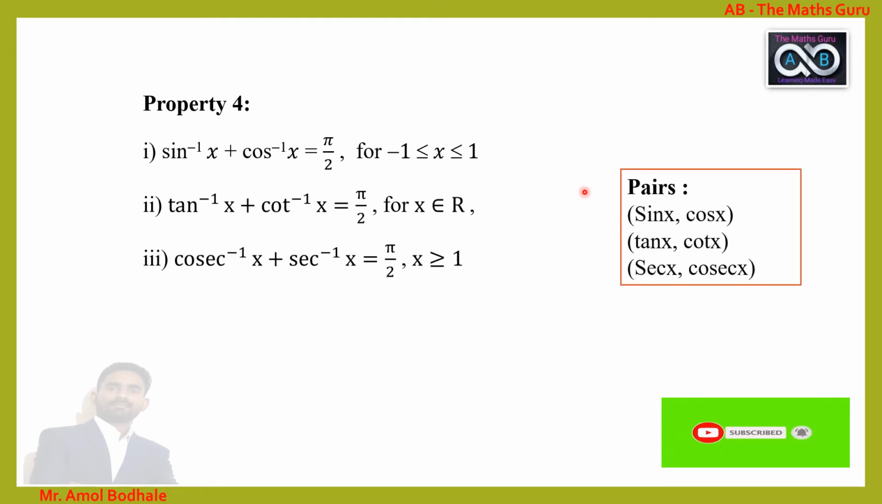We can remember the pairs of trigonometric functions: the first pair sin theta, cos theta; second, tan theta, cot theta; third, sec theta, cosec theta. So from these pairs we can remember that the sum of inverse trigonometric functions is pi by 2 when they are adjacent pairs, that is sin inverse of x plus cos inverse of x equal to pi by 2, tan inverse of x plus cot inverse of x equal to pi by 2, and cosec inverse of x plus sec inverse of x is equal to pi by 2.